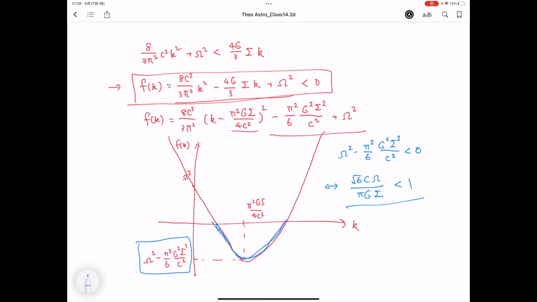Here c is the sound speed, and Ω and Σ are functions of the distance from the central star. If the sound speed, Ω, and Σ satisfy these equations, the gas becomes gravitationally unstable, and we derived the conditions for gravitational instability using very simple models. Okay, this is it for the second lecture on gravitational instability.